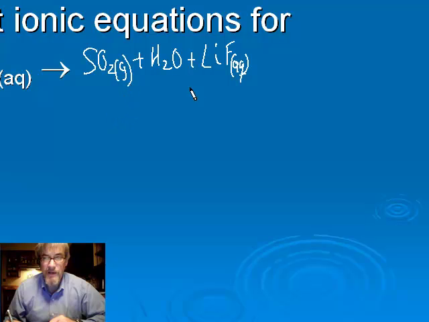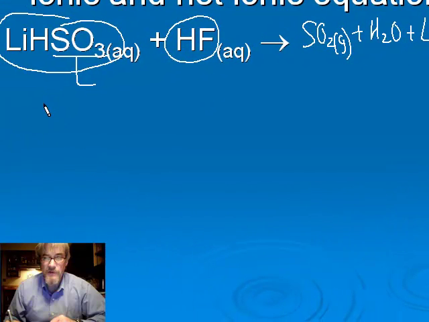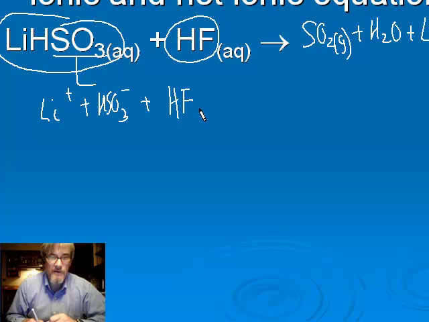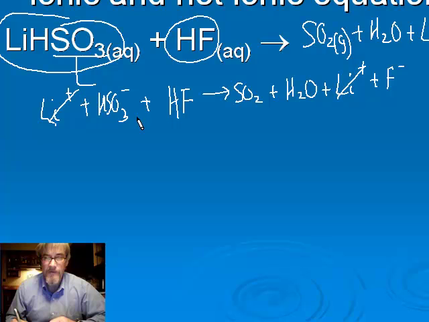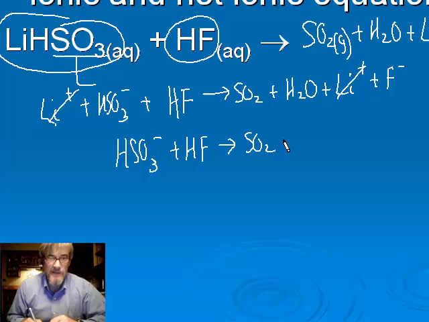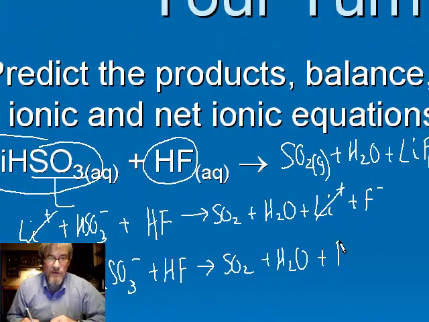The reaction is balanced. If I want an ionic, it's Li plus and HSO3 minus plus, oh, I have to keep HF together because it's not one of my 6 strong acids, so I have to keep that together as HF. Over here, SO2 can't be split up. H2O is just a molecule. And lithium fluoride can be split up because that would be a soluble salt. So Li plus and F minus. We only have one spectator here, that's lithium. So here's my overall net ionic reaction. HSO3 minus reacts with HF and gives me SO2 and H2O and F minus.